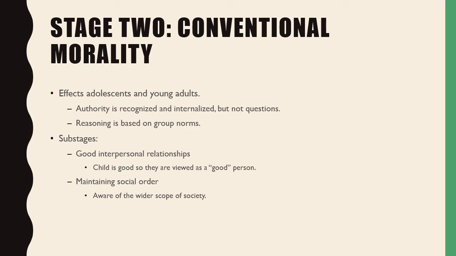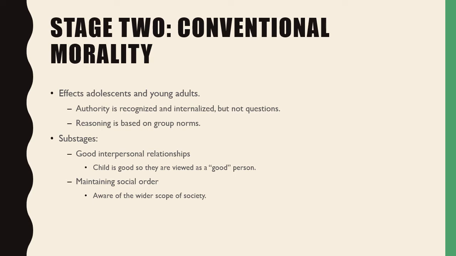Stage 2 in Kohlberg's theory of moral development is conventional morality. Conventional morality affects adolescents and young adults. This is a time in which authority is recognized and internalized, but not questioned, and much of this age group's reasoning is based on group norms. There are two substages to the conventional morality stage.